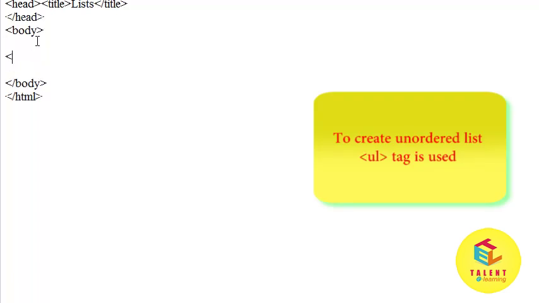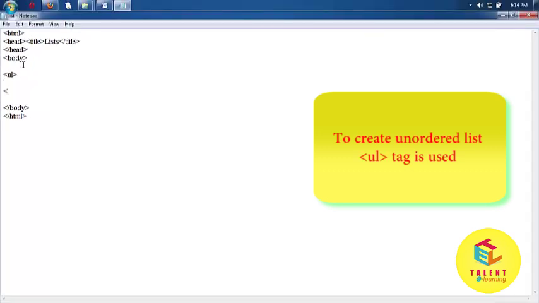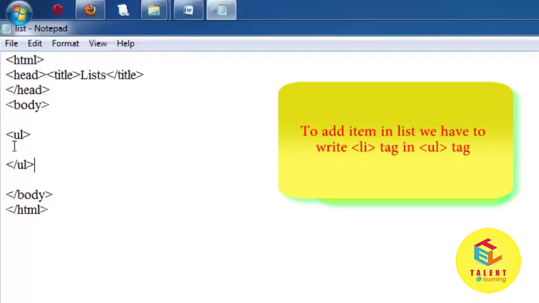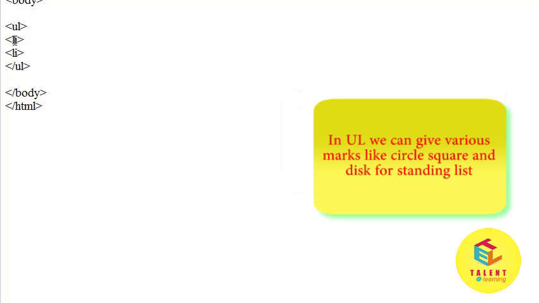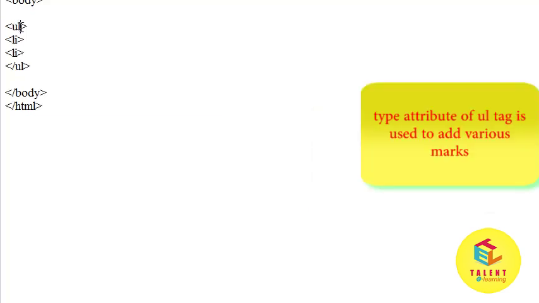To create unordered list ul tag is used. So first write ul tag and complete ul tag. In between ul tag we have to write li for list item. Now in unordered list we can give special list marks like a circle, disc and square. These marks are used in list. For example, if you want to give the list by circle, then we have to pass here type is equal to, in double quotation, circle.